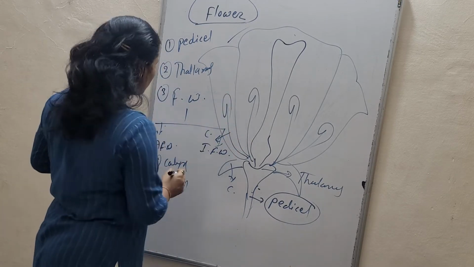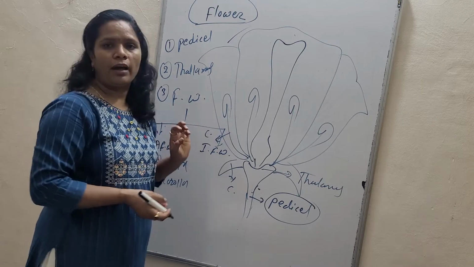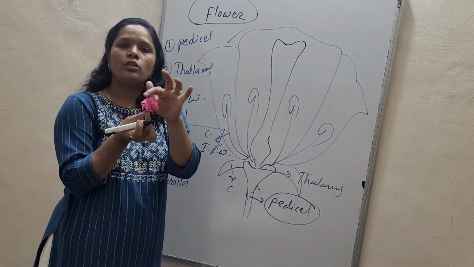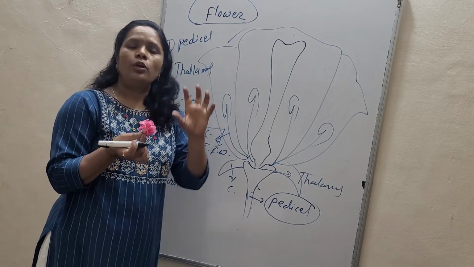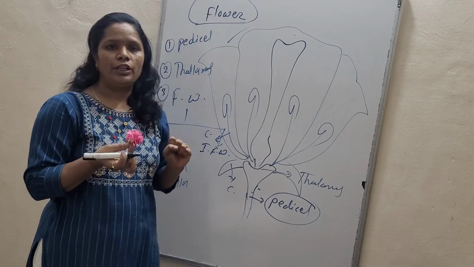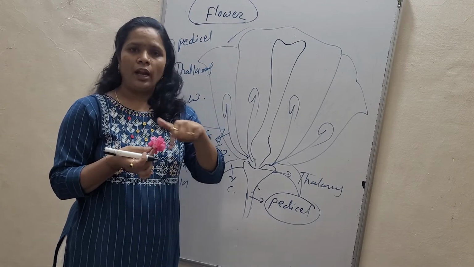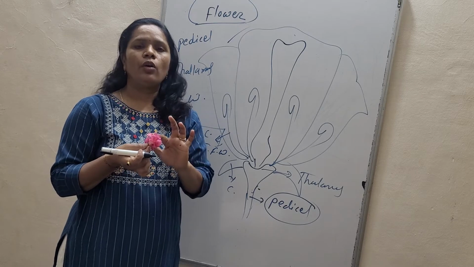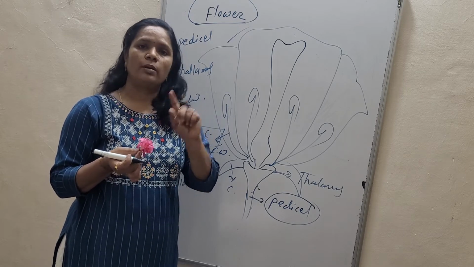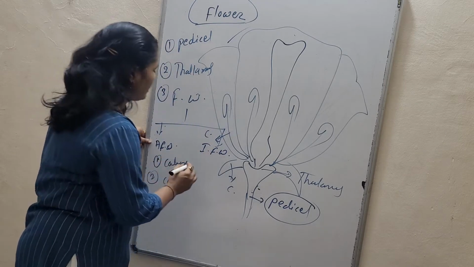The second part is called the corolla. This is the corolla part. This is a beautiful structure, and its main function is to attract insects for pollination. Another function is to protect the inner whorls, the essential whorls, androecium and gynoecium. These are the accessory whorls.